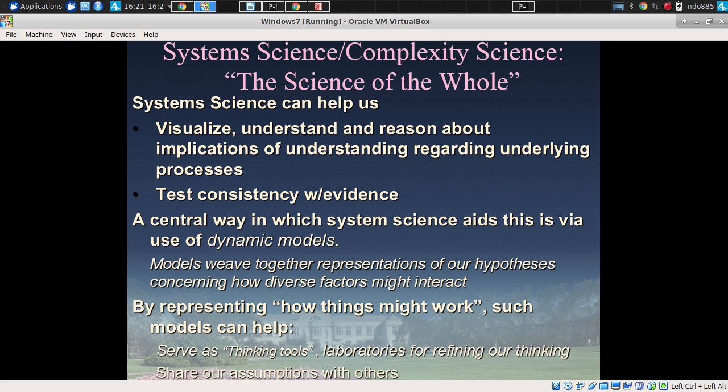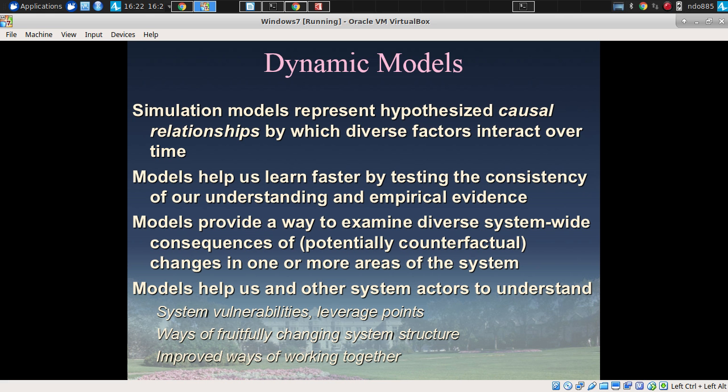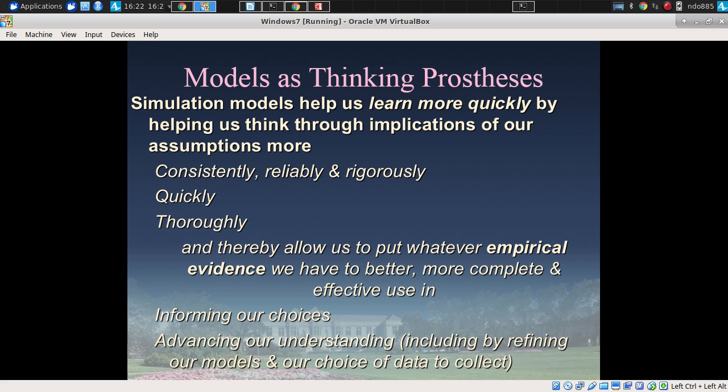But one of the most profound of those tools is what is commonly called dynamic models. These models, in some sense, represent how things might work out there, to serve as learning tools and help us share our assumptions with others. Without going into great detail, these models provide a way to capture in an operational form, a form that's quite precise, our working hypothesis about the way things operate in the world, the way the underlying processes interact. And if built and used wisely, they can help us learn faster by testing the consistency of this understanding, of this hypothesis, with empirical evidence. They can help us examine the impact of system-wide changes in one or more areas of the system, and they can help us understand system vulnerabilities, ways we can change the system structure, and identify improved ways of working together. These models are sometimes misconceptualized as crystal balls, things that you plug assumptions into.